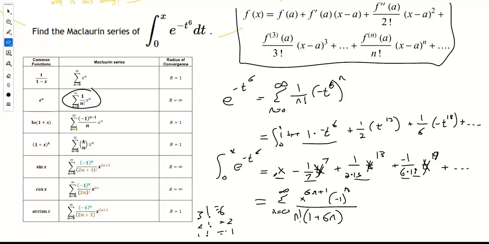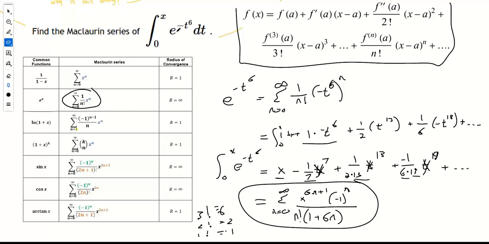Let's test it out. At the first term, when n equals 0, you've got 1 plus 0 makes 1, and 0 factorial is 1, so this whole expression works for the first term. When n equals 1, 1 plus 6 times 1 is 7, and then 1 factorial is 1, so that's 7 in the bottom like we want. And when n equals 2, we should get 13. 6 times 2 is 12. 12 plus 1 is 13, so that checks out too. So there we go. We've got our series finally.